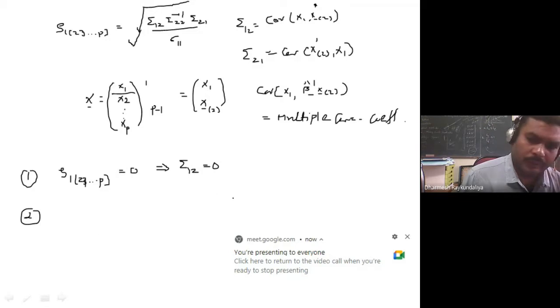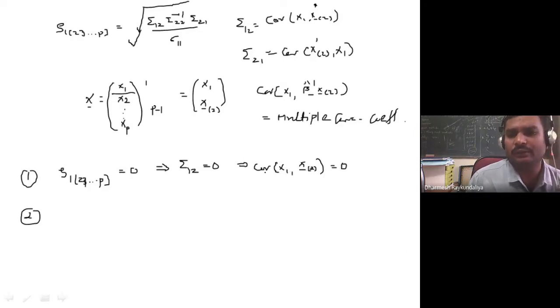When you say that sigma 1 2 equals 0, it means the covariance between x1 and x2 is 0. It means that x1 and x2 are linearly independent. So whatever the elements of x2 are, they are all independent of x1. So if x1 is independent of x2, x3, up to xp, then their multiple correlation coefficient is 0.